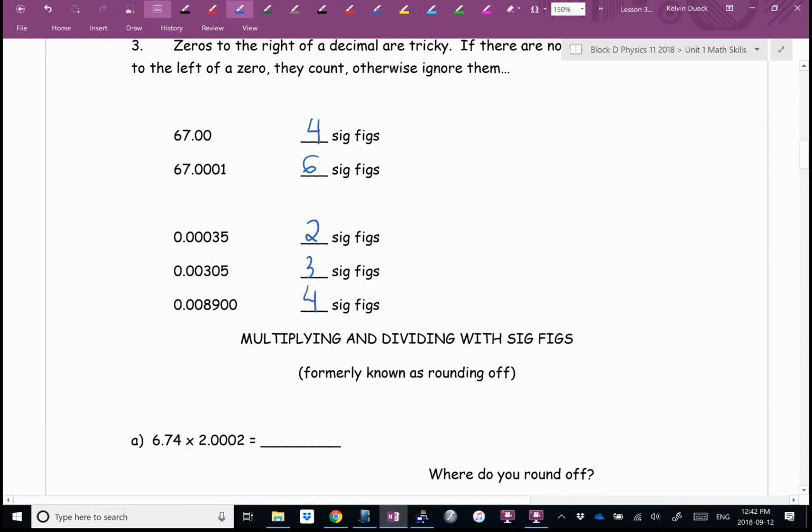So we've thought about how we can show this accuracy. It is well thought out, and it is a little tricky to wrap your brain around, but we'll get there. So, step 1, you've got to be able to count the number of sig figs.